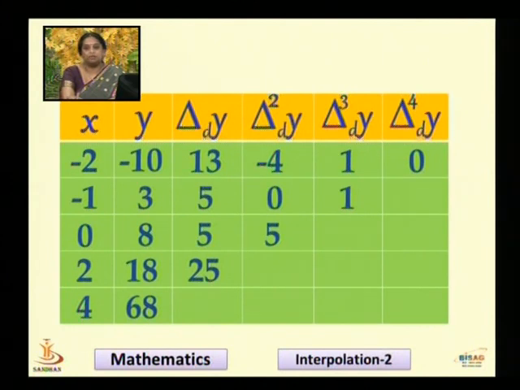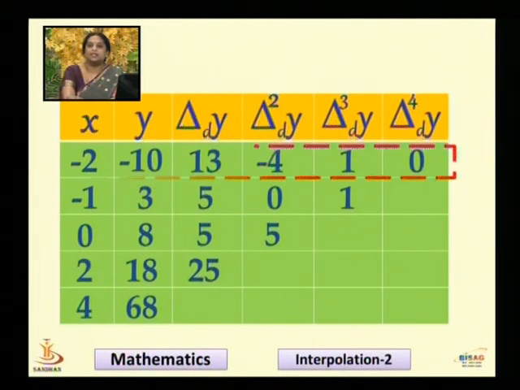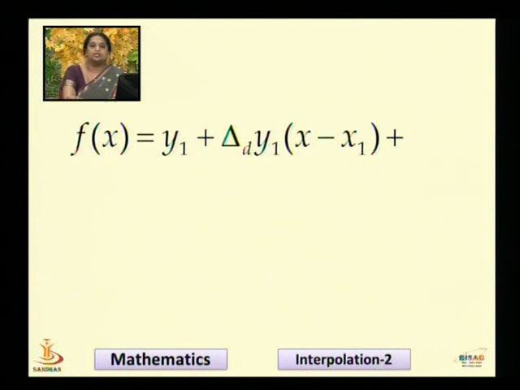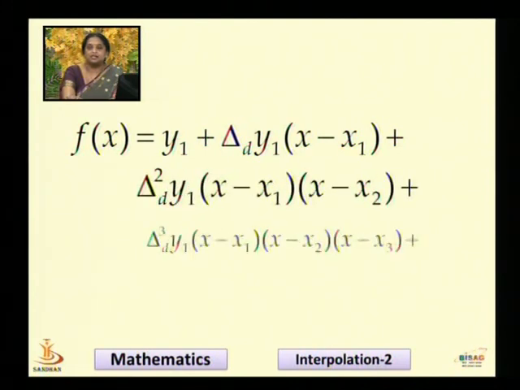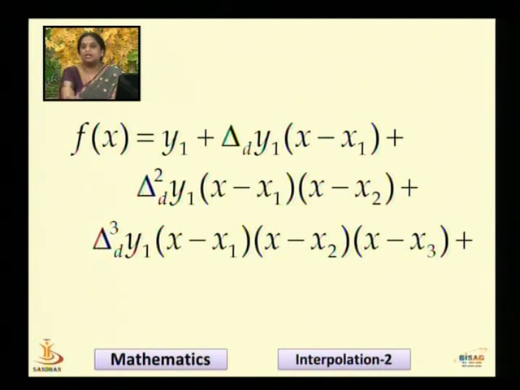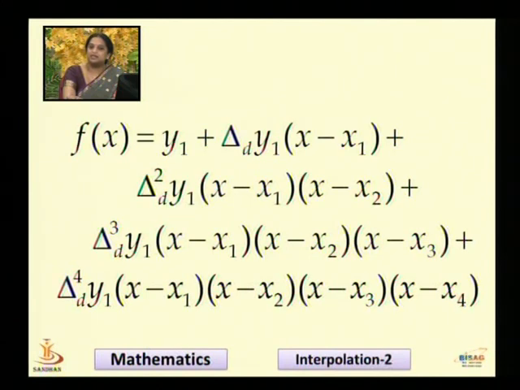The divided difference table will look like this. Since we are constructing a polynomial and not finding the value of y, we shall be considering the values from the first row of the divided difference table. We shall substitute the values into the interpolating polynomial. F of x is equal to y1 plus delta dy1 into x minus x1 plus delta d square y1 into x minus x1 into x minus x2 plus delta d3y1 x minus x1 x minus x2 into x minus x3 plus delta d4y1 into x minus x1 x minus x2 x minus x3 and x minus x4.